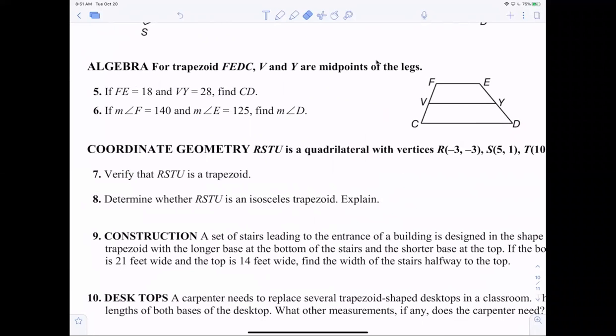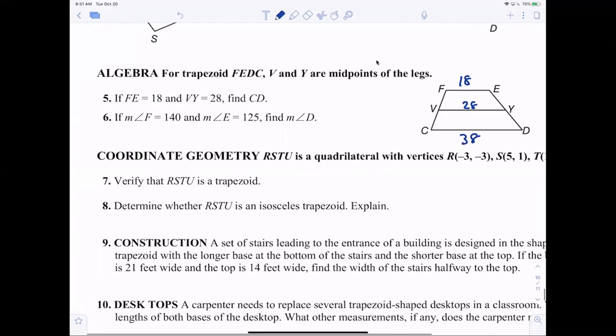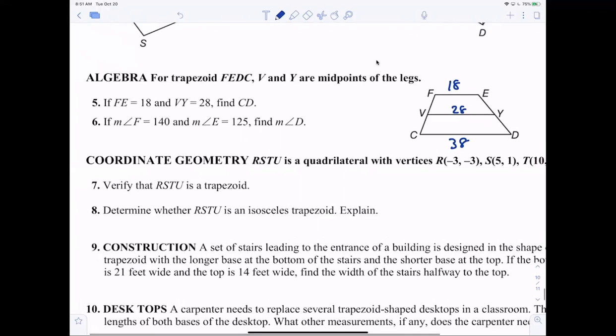So YV is called the midsegment. So if FE is 18 and YV is 28, then obviously CD is 38. Easy. All right, measure of angle F is 140.